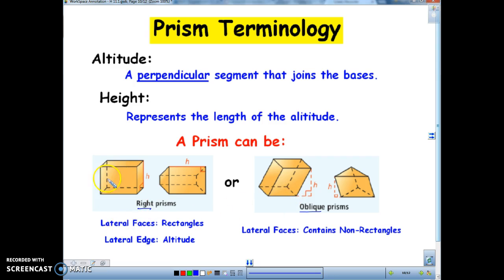Lateral faces just mean the faces along the sides of the prism. Okay. If you notice in a right prism, all of the lateral faces form rectangles, but on the oblique prisms, the lateral faces have been slanted, and so they're non-rectangles. They're more like parallelograms.